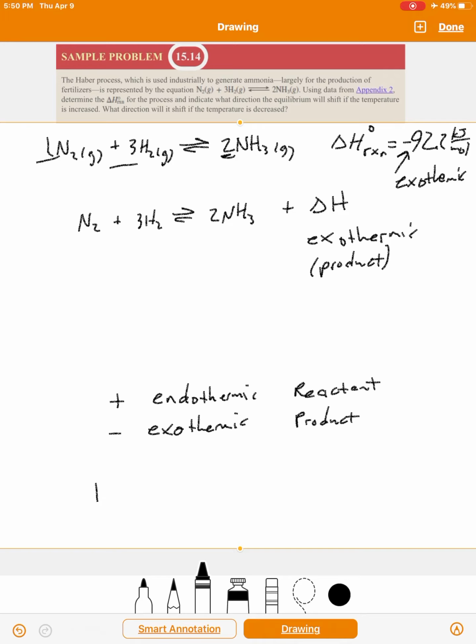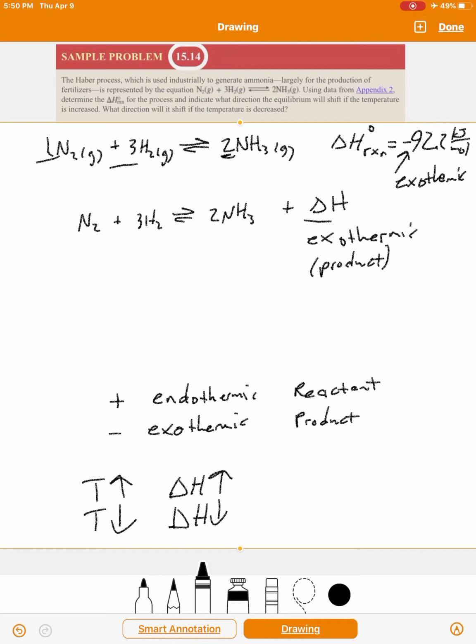Okay. Now, if the temperature goes up, that's another way of saying that the heat goes up, so delta H goes up. If the temperature goes down, if it's decreased, that means delta H is going down. Okay? So here's how we do. Let's go back to the question. Indicate what direction the equilibrium will shift if the temperature is increased. What direction will it shift if the temperature is decreased?